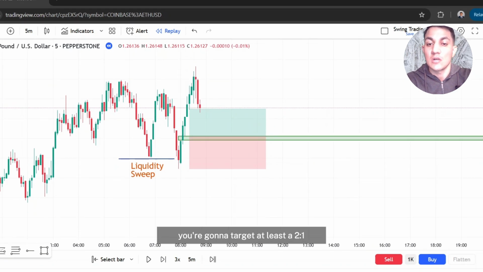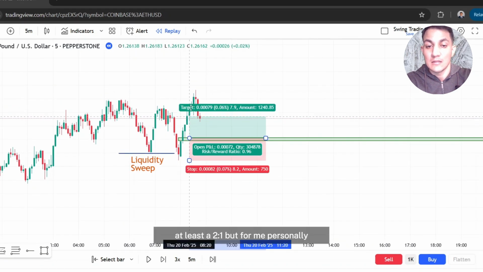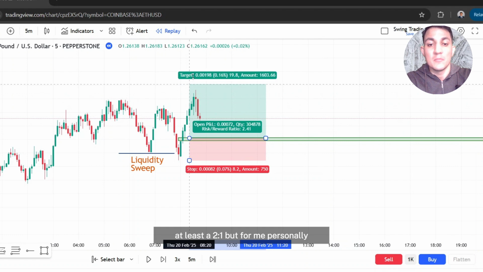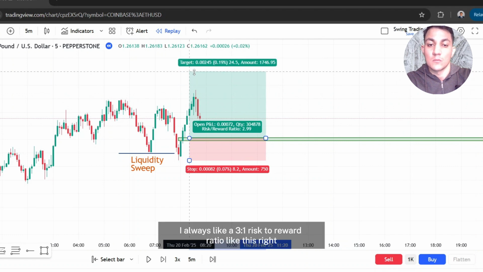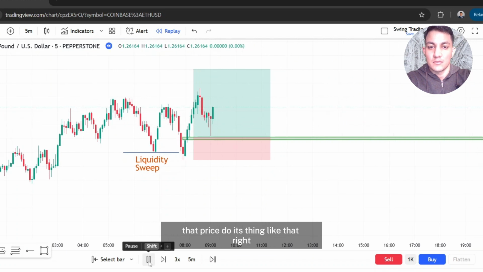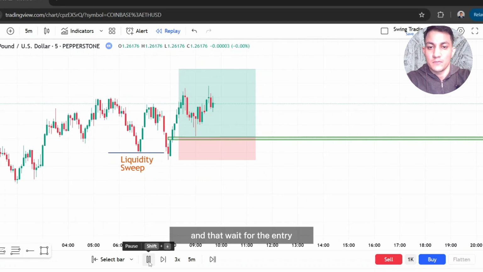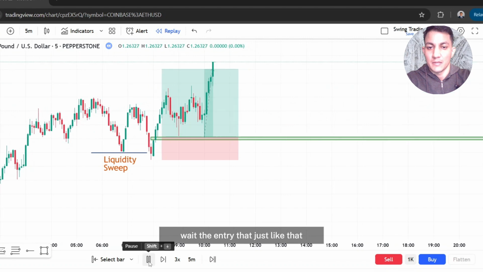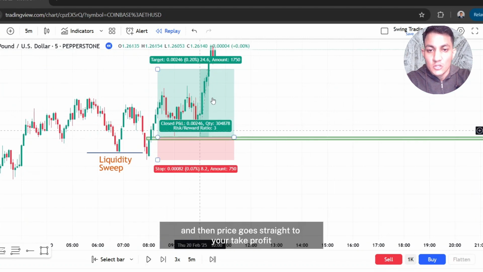And then for take profit, you're going to target at least a 2 to 1, like this. But for me personally, I always target a 3 to 1 risk reward ratio like this, right? And then you just let price do its thing. Wait for the entry. Bam. Just like that. You wick in and then price goes straight to your take profit.